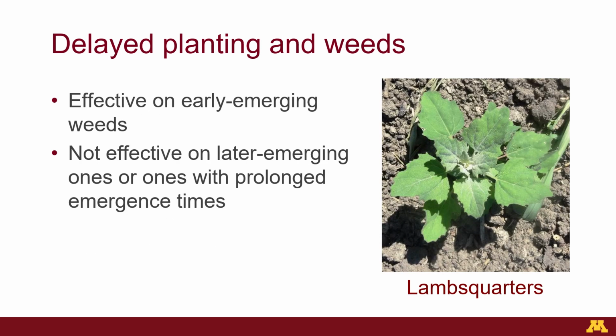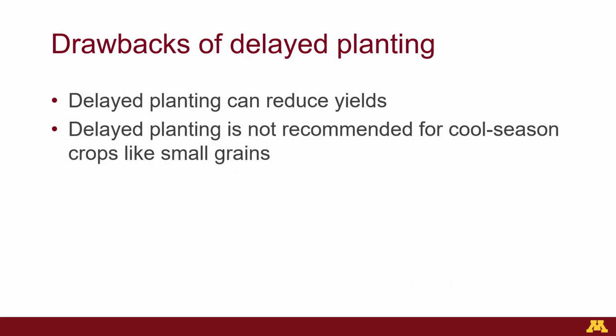Lamb's quarters is an example of an early emerging weed that may be controlled by delayed planting. Please note that later emerging weeds such as waterhemp, or ones with prolonged emergence times such as velvetleaf, will not be controlled with delayed planting. While crop seed can catch up in its growth somewhat when planted in warmer soils, one drawback of delayed planting is the potential for reduced yields. Delayed planting is never recommended for cool season crops, such as small grains, due to reduced yields and other reasons.